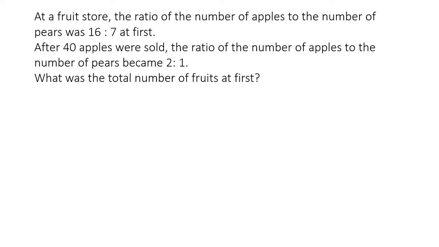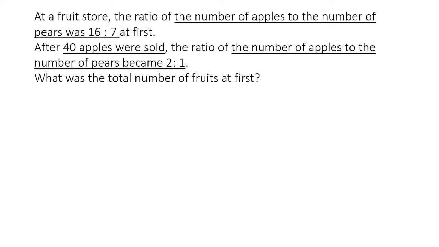After reading this question, let us highlight the keywords. So the first set of keywords is over here. It states that the beginning ratio of apples to pears was 16:7. The next set of keywords is over here. It states that 40 apples were sold. And after 40 apples were sold, the next set of keywords tells us that the number of apples to the number of pears became 2:1. So with these three sets of information, we're going to find the total number of fruits at first.